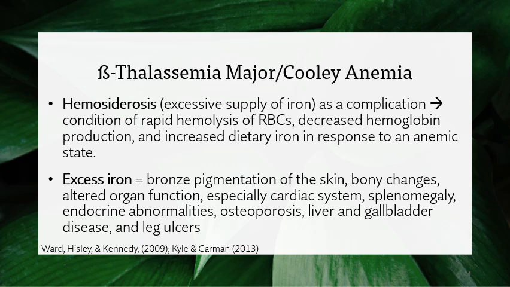And when we have excess iron in our body, we have bronze pigmentation of the skin, changes in our bones, and altered organ functions, especially of the cardiac system, splenomegaly, endocrine abnormalities, and osteoporosis, because we use up the bone marrow. We can also have liver and gallbladder disease, and sometimes ulcers.